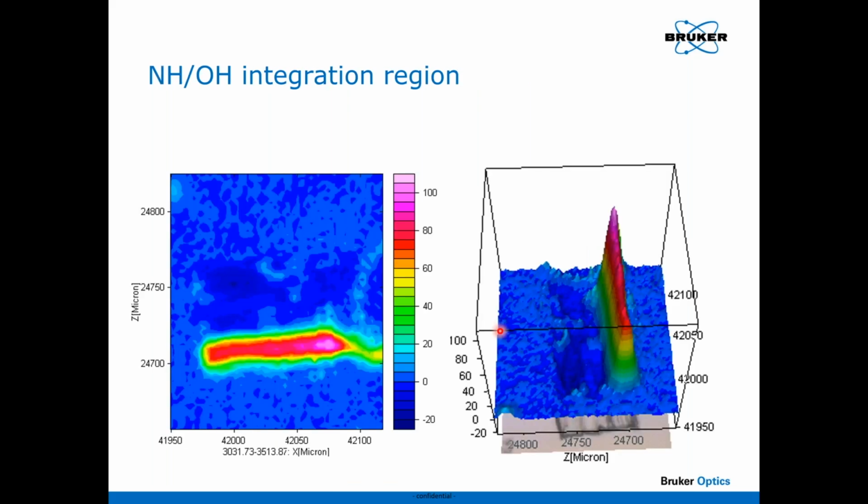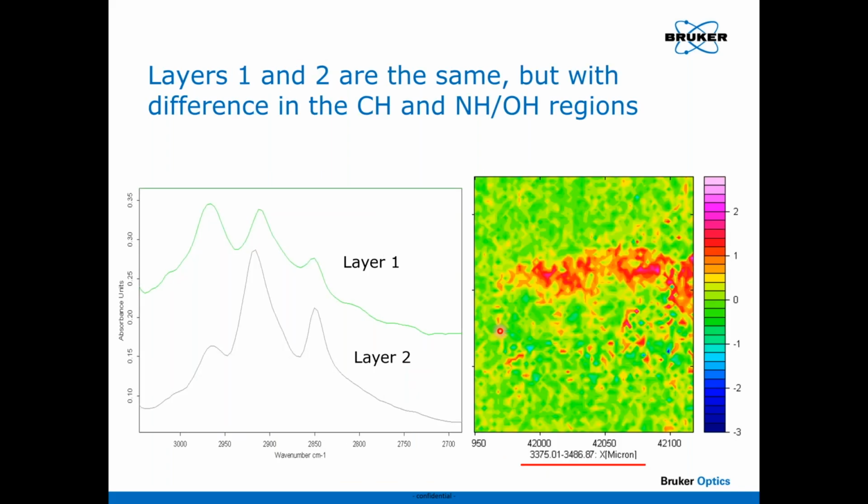And then here's the NH/OH integration region. Again, you can see the high point. And then there's layer 1, layer 2. Are they the same? No, they're not the same. So even though there's small differences, and you remember I stated that distribution can be important, you can see I have layer 1 and layer 2, and you can see that banded around 2954 is very different.